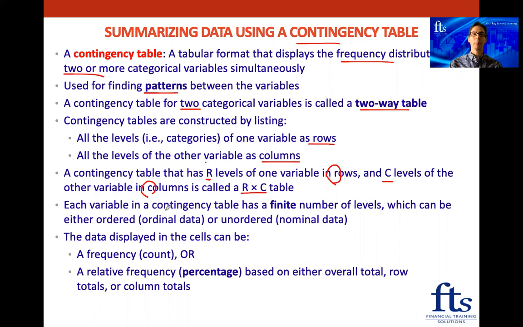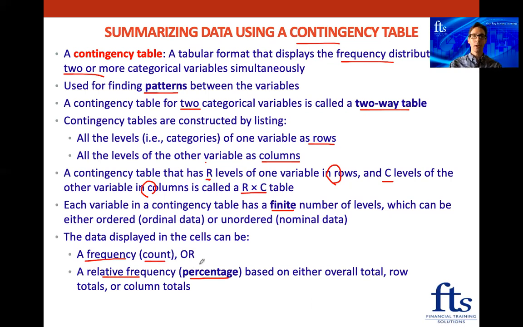Each variable in a contingency table has a finite number of levels, which can be either ordered, which is our ordinal data, or unordered, which is our nominal data. And that's what we discussed in the previous class. The data displayed in the cells can be a frequency, which is a count, like we've looked at on the previous slide, an absolute frequency. Or we can do a relative frequency. Remember, if it's a relative frequency, then it's going to be a percentage. And that percentage can be based on either the overall total, the row total, or the column total.